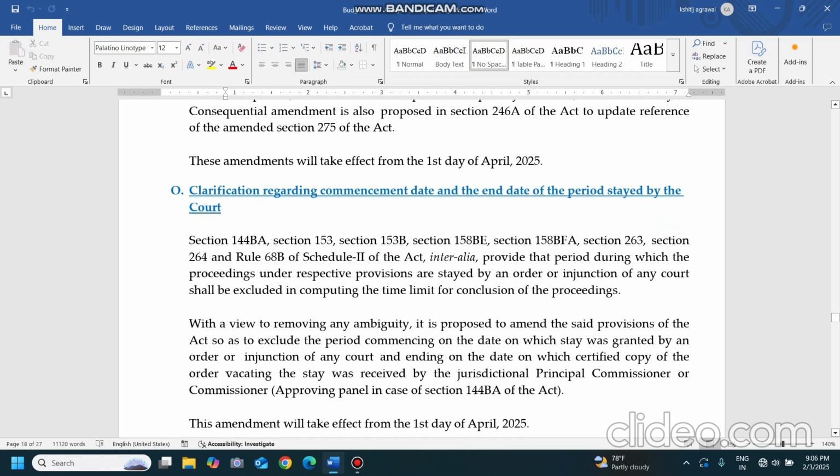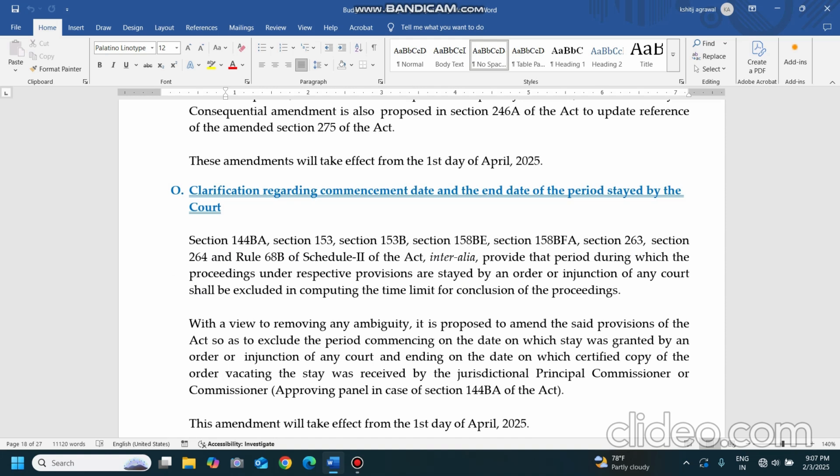Now coming to the clarification regarding commencement date and end date for the stay period by the court. Under sections 144BA, 153, 153B and two new sections 158BE, 158BFA, and in cases of appeals, sections 263, 264, wherever a time period is mentioned, if any court order or injunction is applied on that case, then that period is not considered in the time limit for completing the assessment or conclusion of the proceedings. There was no clarity till what time it should be there, when it will be said that the court injunction is in order till this date.